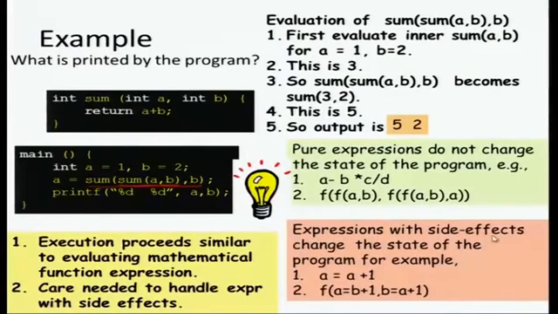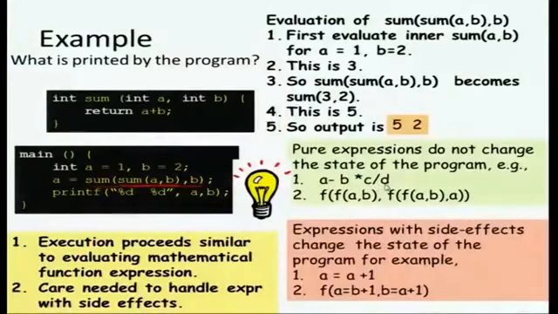Now, expressions with side effects change the state of the program. For example, when I execute an expression a equal to a plus 1, this is an expression, it has a value. Let us say that a was 1 before, a equal to a plus 1 has value 2 and a is assigned the value 2. The state of the program involves, for example, what values are stored in the variables. When you execute the expression a equal to a plus 1, the value of the variable a changes.